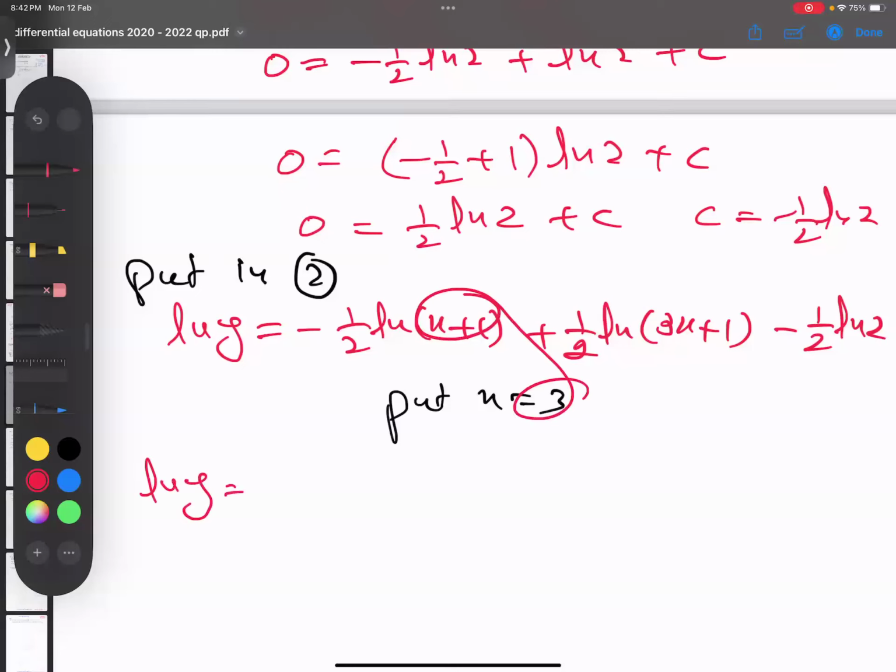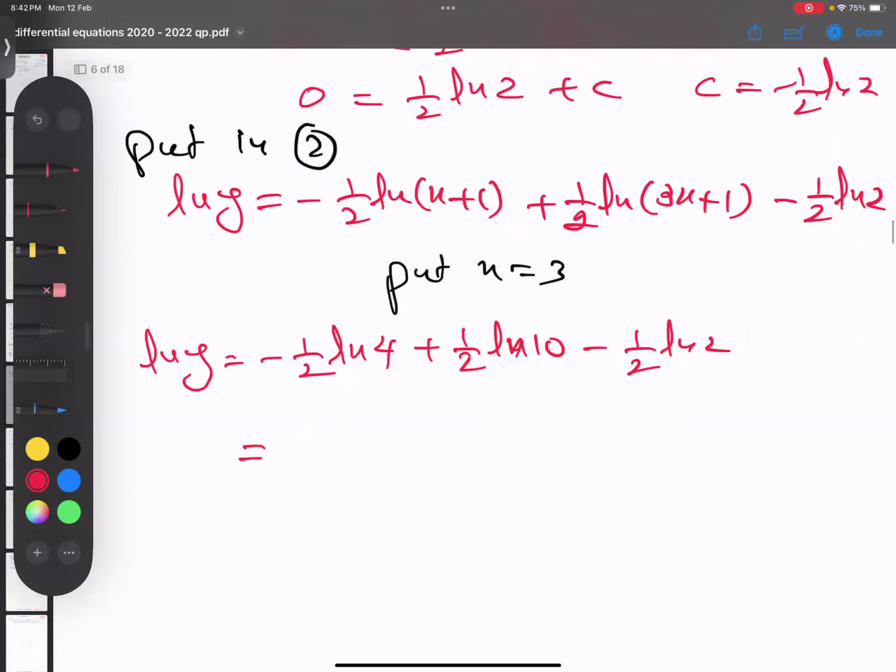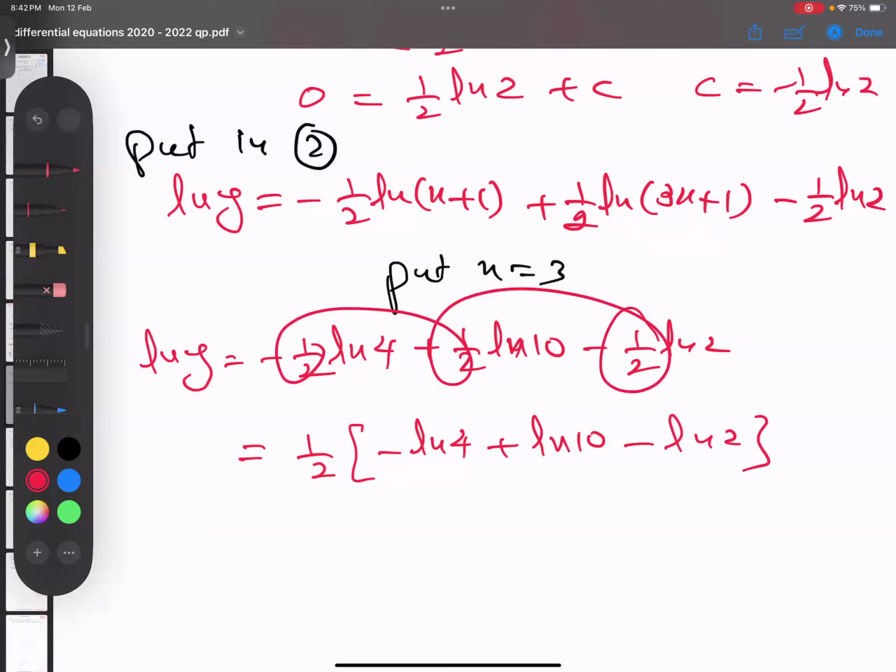When I put 3 here, 3 plus 1 is 4. So -half ln 4. When I put 3 in, 9 plus 1 is 10. So plus half log of 10. And when I put 3 there, -half ln 2. So half can go outside, okay, and make the question easy. Half outside. Minus ln 4 comes here, plus ln 10 comes here, and minus ln 2 here. I repeat, I took half common out.